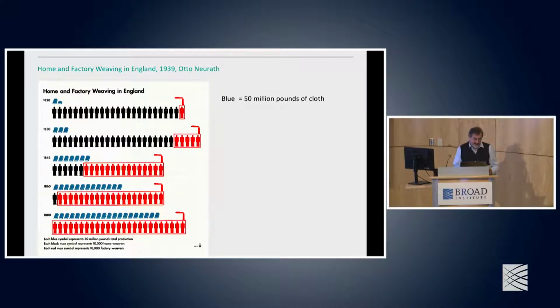We can understand this without having to look at the numbers beyond the symbols, but there is a key at the bottom that explains that the blue symbols are the pounds of cloth, the black symbols are home weavers, and the red symbols are factory workers. So you can sort of visually do the math.